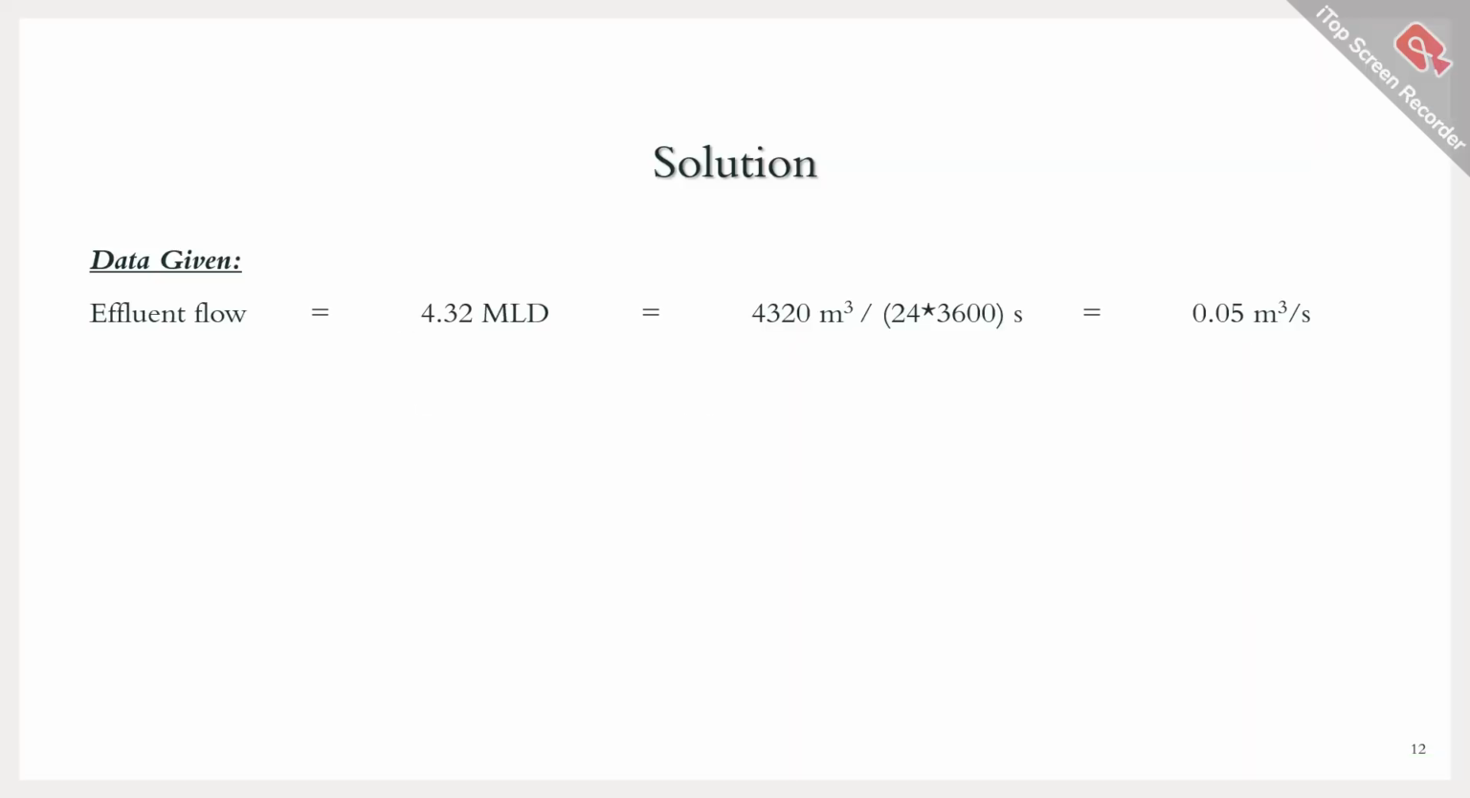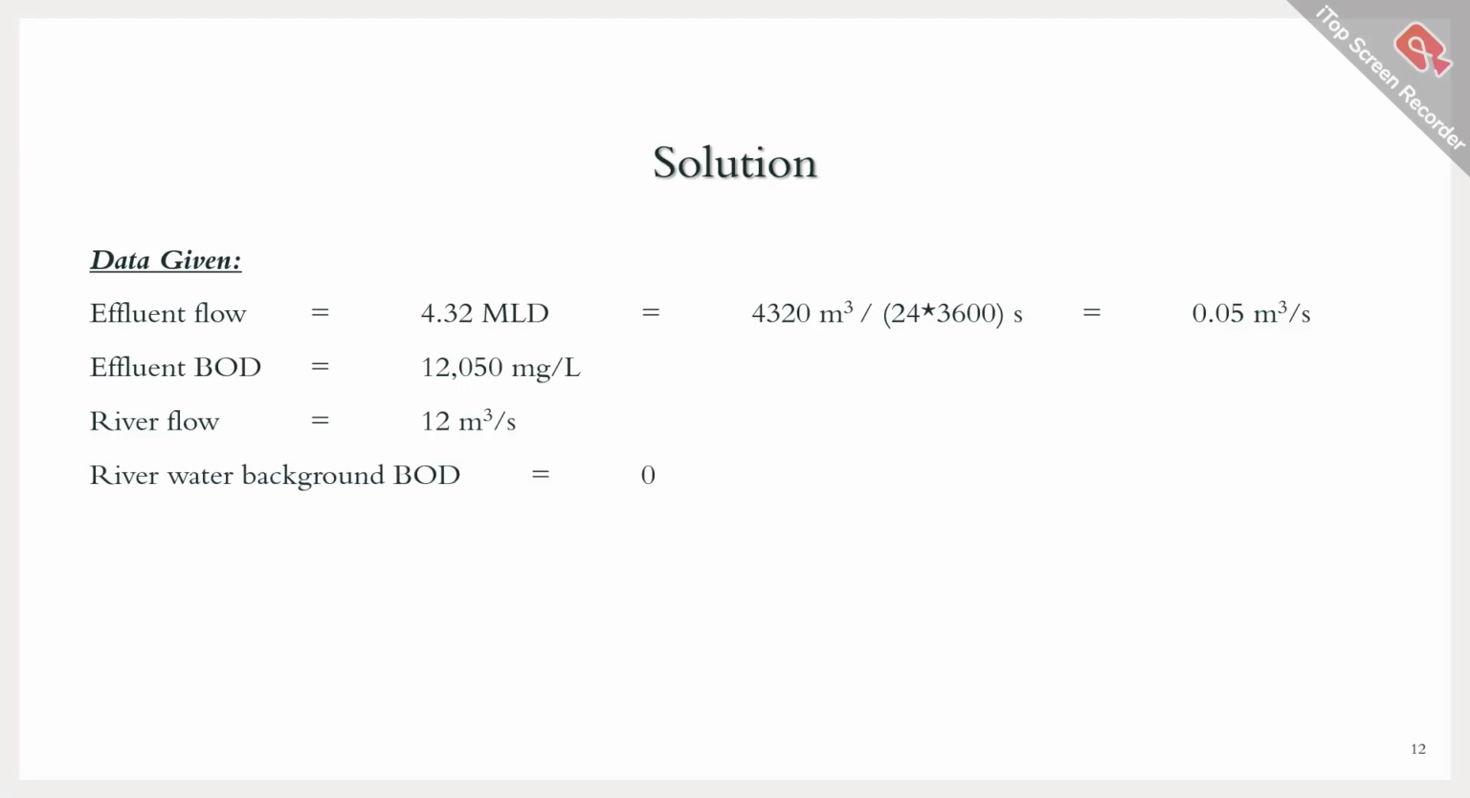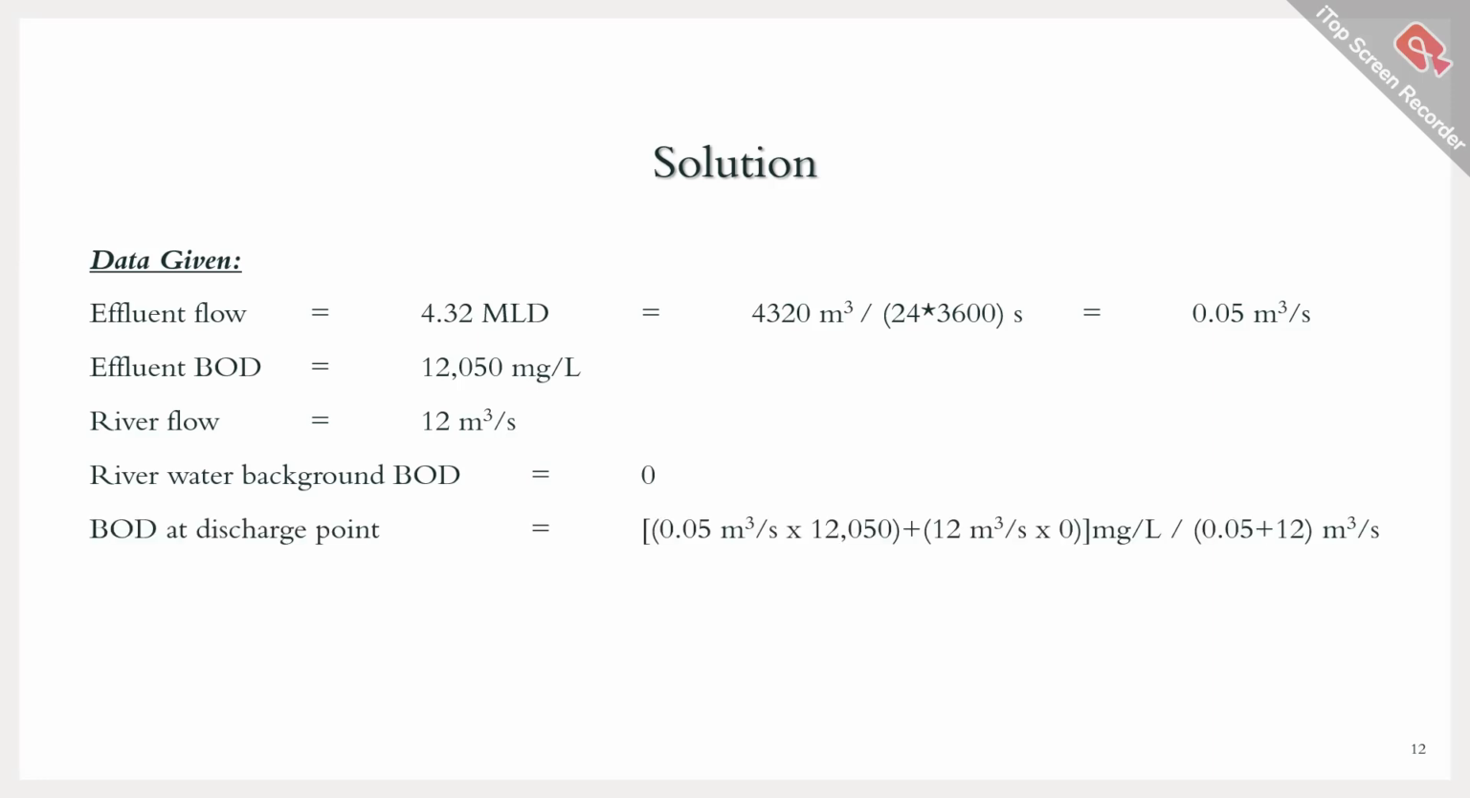Hope this is clear. So now next, the effluent BOD is given as 12,050 milligram per liter. River flow is given as 12 meter cube per second. River water background has 0 BOD. So BOD at the discharge point can be calculated by this following formula. So river water flow into river water BOD, that means 12 into 0.